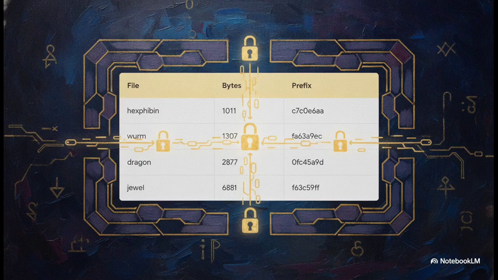Because it is a fortress, its structural integrity has to be mathematically guaranteed. This closed-loop system is incredibly precise. Each of these esoteric files is locked to an exact byte size and a specific SHA-256 hash prefix. Take HEXPHIBIN pi, for example. It must be exactly 1011 bytes. If even a single space is added by some outside force, the hash prefix immediately breaks and the system instantly knows it's been tampered with.